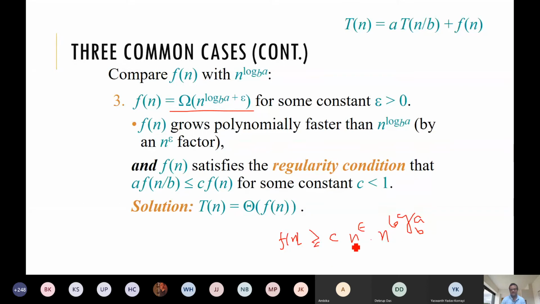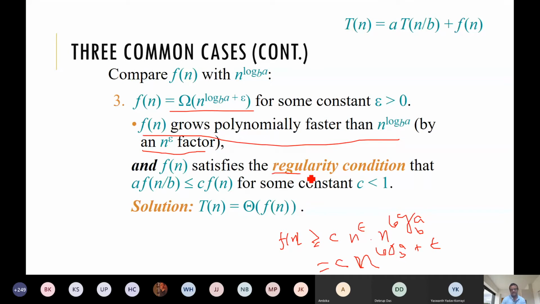You can take this epsilon plus epsilon. So this is c times n to the power log a base b plus epsilon. So this is nothing but our big omega of that g(n). We know the definition. Then f(n) growth is polynomially faster than n to the power log a base b. The polynomial factor is n to the power epsilon. Okay. This is one, and in this case we have one extra condition, and that is called the regularity condition.